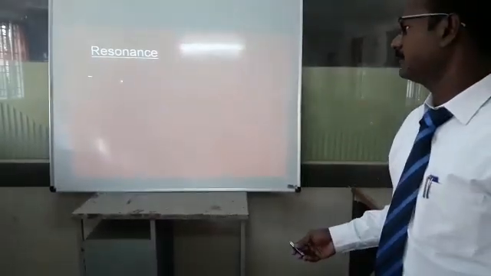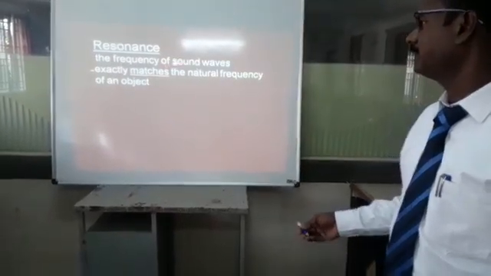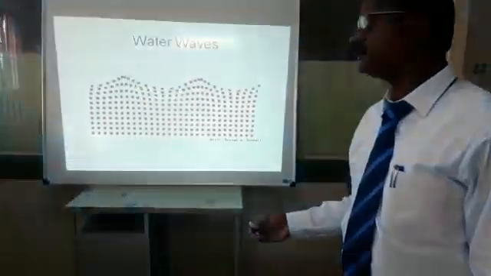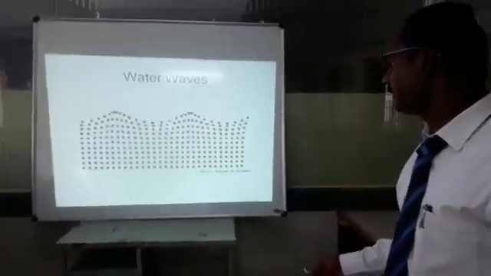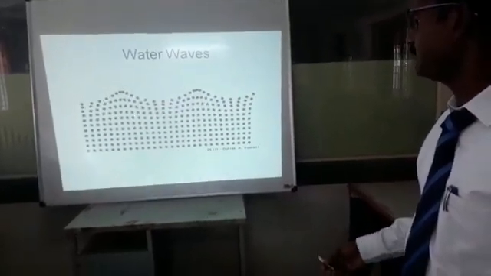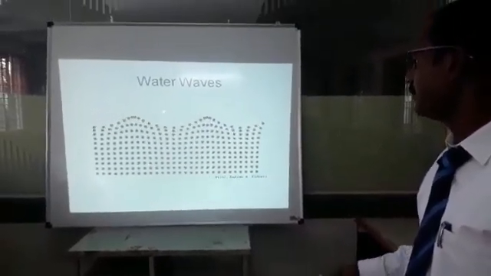Resonance. Resonance for a sound wave occurs when the frequency of the sound wave exactly matches. These bubbles give the information of water waves vibrating from top to bottom.